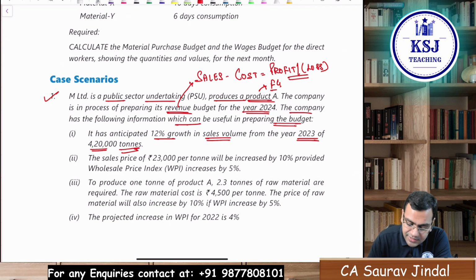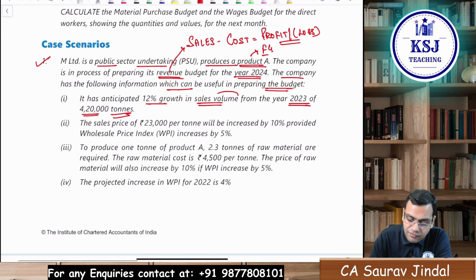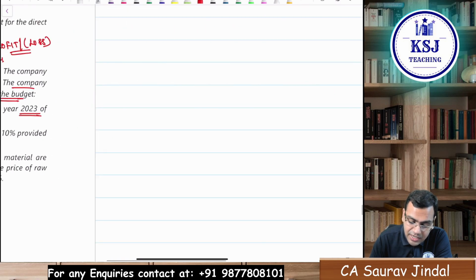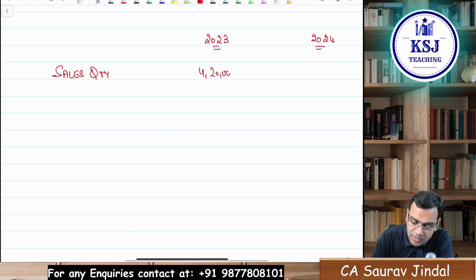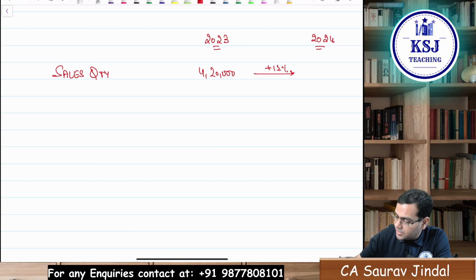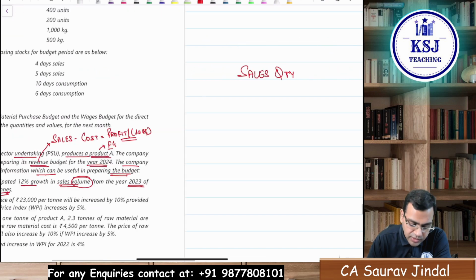So what are the sales given? If you talk about the sales volume, that means the sales quantity, in 2023 it was 4,20,000 and the anticipated growth is 12%. So they are expecting 12% increase in it, that is 4,70,400 will be the sales quantity.